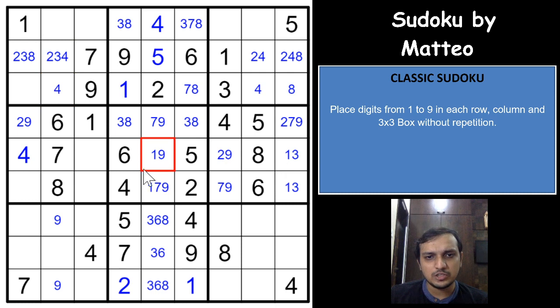So 1, 9, 2, 3, 2, 3, 1, 9 are the remaining digits here. So 1, 9 cannot be here, so it has to be 2 and 3. Okay. So do we get anything else?